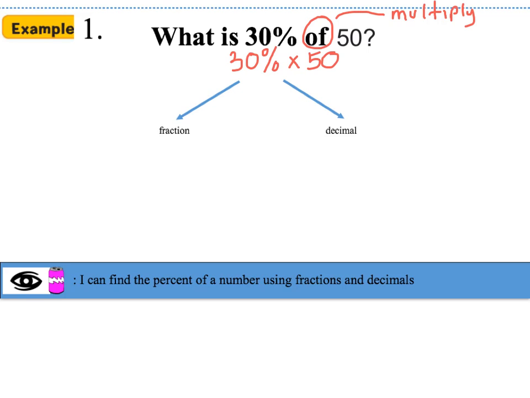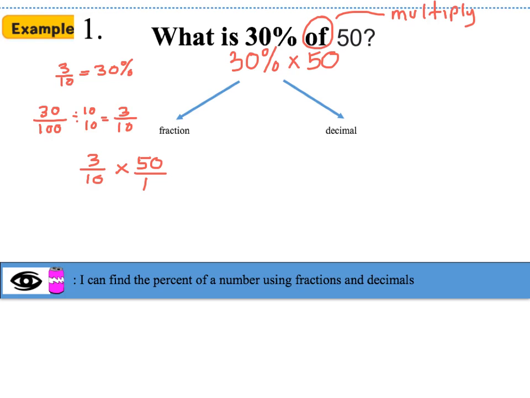But before we do that, we can do this problem 2 different ways. I can make 30% look like a fraction, so 30 over 100. I can reduce that by dividing the top and bottom by 10, and I get 3 over 10. Please know that 3 over 10, or 3/10, is equal to 30%. So now I can take 3/10 and multiply that with 50. You can make 50 look like a fraction by putting it over a 1.